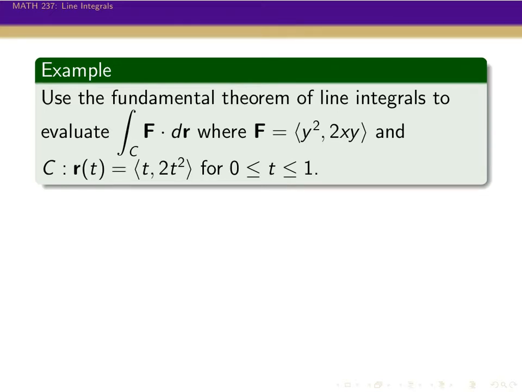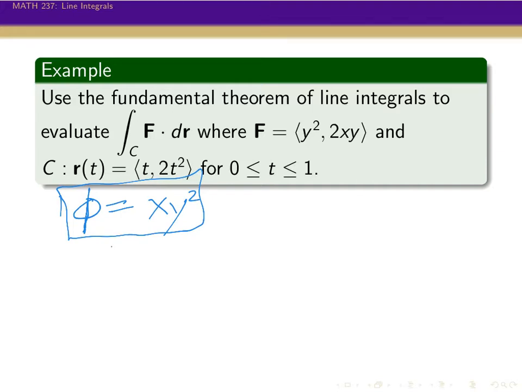So let's now use the fundamental theorem of line integrals on that vector field that we were using before. So f is y squared, 2xy. I think it's not too hard to find a potential function for this. So if you integrate y squared in terms of x, you're going to get xy squared, and that's the same thing as if you integrate 2xy in terms of y. And so since those two match up nicely, that's our potential function.